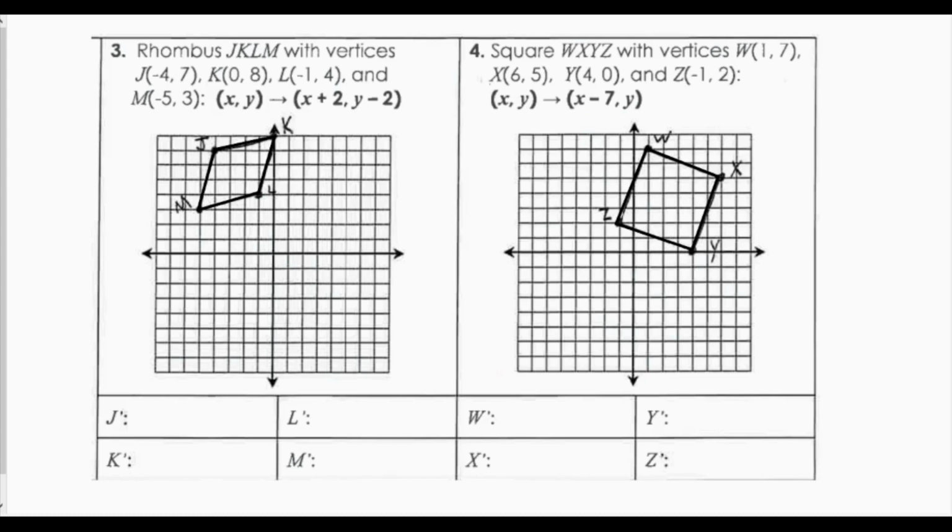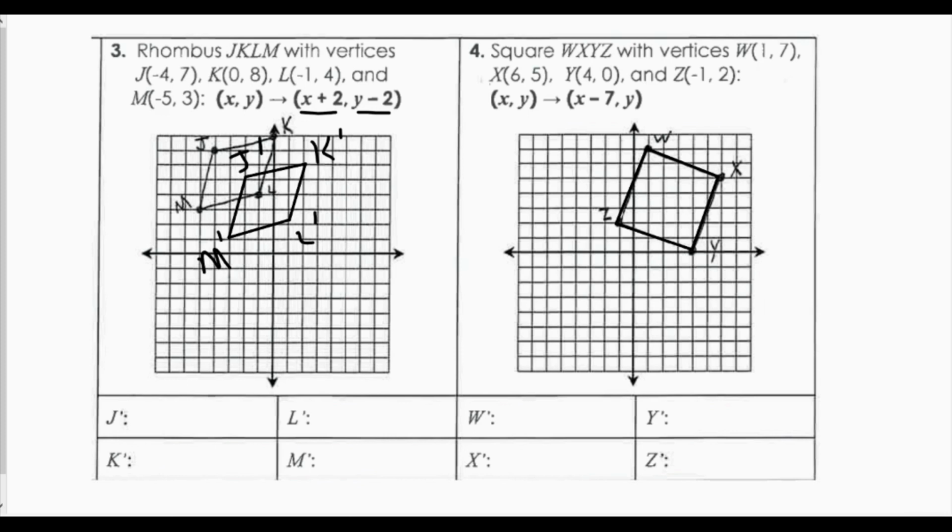Looking at a few more examples, I'm given rhombus JKLM with vertices, and I want to move it x plus 2, so to the right 2, and y minus 2, so down 2. So again, I'll pick up my figure, I'll move it right 2 and down 2. I will label each coordinate with my prime marks. So this is K prime, this is L prime, M prime, and J prime.